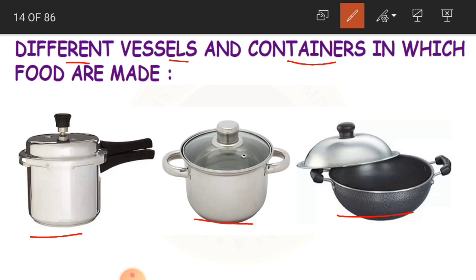You might have observed that they are of different types, different shapes and different sizes. Mother is going to use some particular containers or vessels for some particular food items. So you just ask her, she'll better guide you. She'll tell you why she is going to use that particular container for that particular food item, to cook any food item. Clear, children?